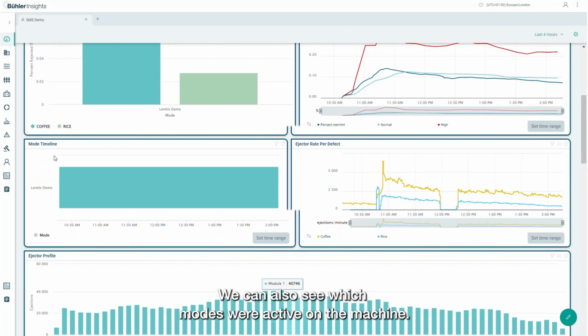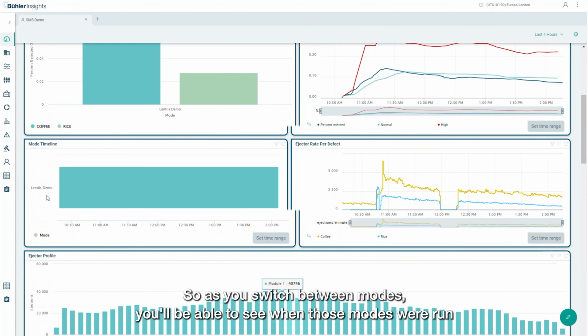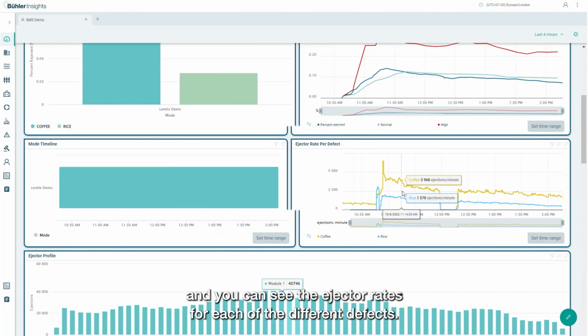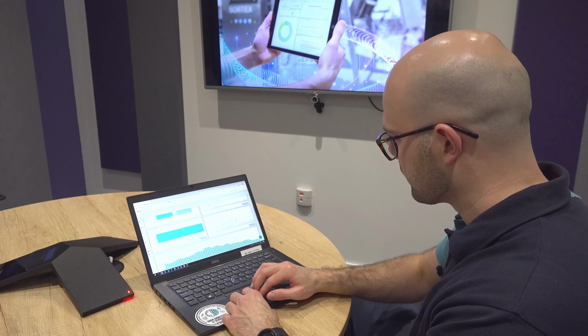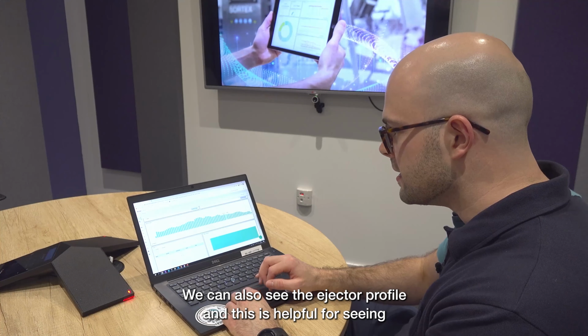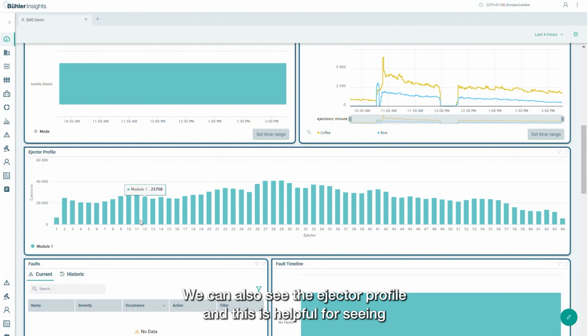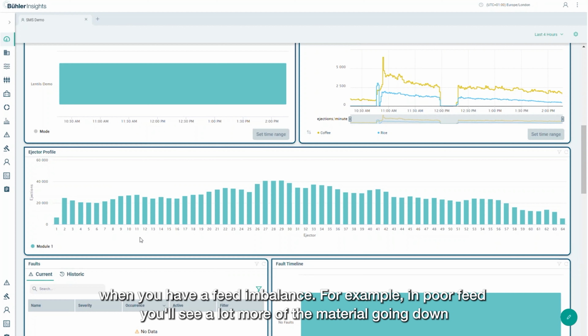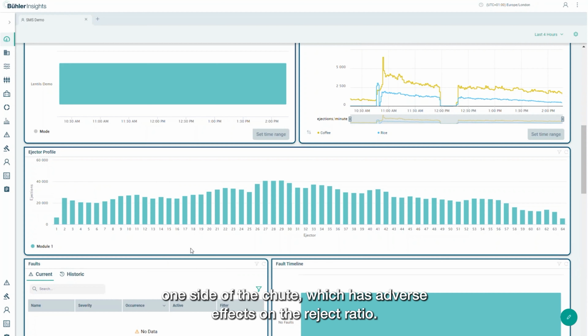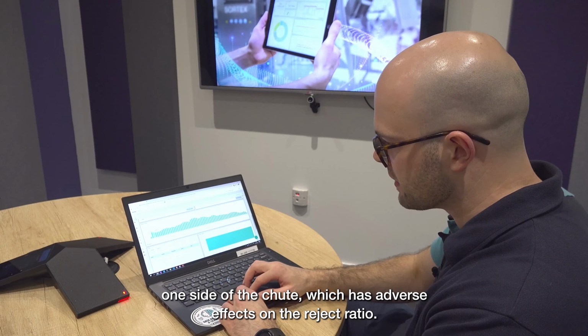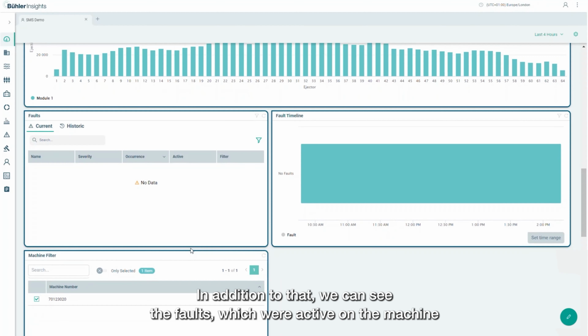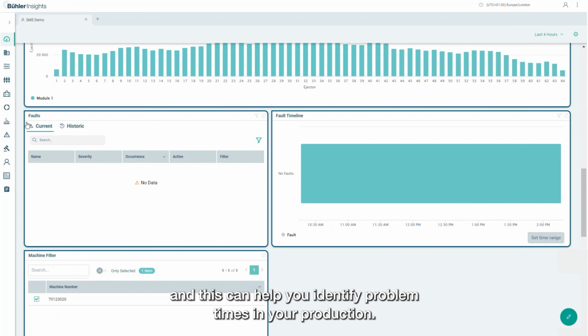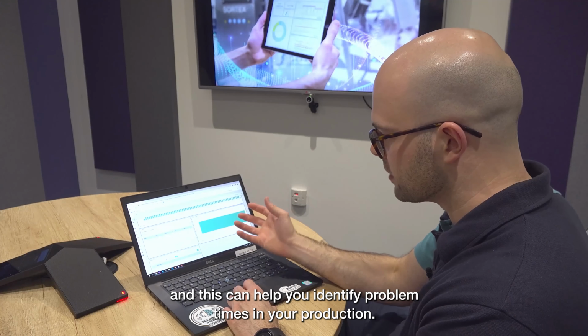We can also see which modes are active on the machine. As you switch between modes, you'll be able to see when those modes are run, and you can see the ejector rates for the different defects. We can also see the ejector profile, and this is helpful for seeing when you have a feed imbalance. For example, in poor feed, you'll see a lot more of the material going down one side of the chute, which has adverse effects on the reject ratio. In addition to that, we can see the faults which are active on the machine, and this can help you identify problem times in your production.